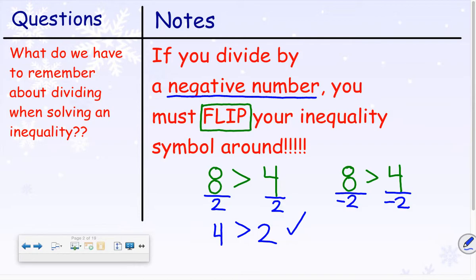So negative 2. Well, 8 divided by negative 2 is negative 4. 4 divided by negative 2 is negative 2. Is negative 4 greater than negative 2? No, it's not. Negative 4 is less than negative 2. So in order for this inequality to remain true, we would have to flip our inequality sign. So that's why if you divide by a negative number, you have to flip your inequality symbol around. Otherwise, your answer will no longer be true.